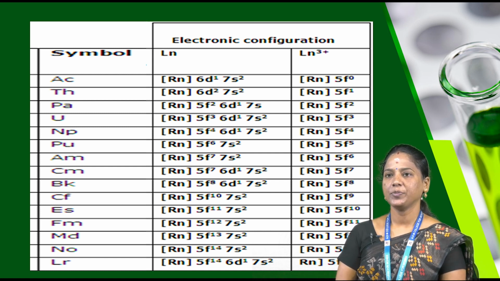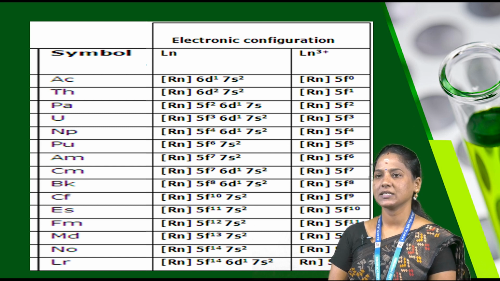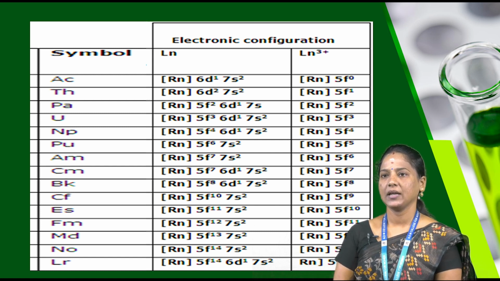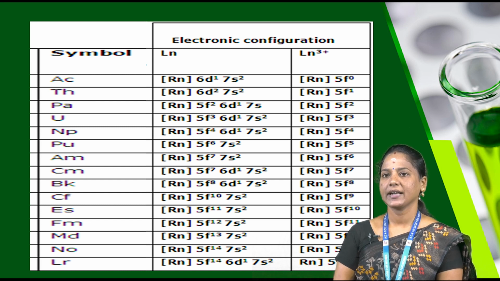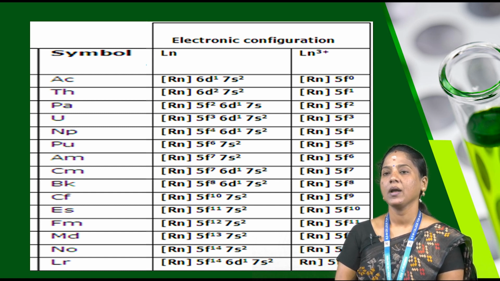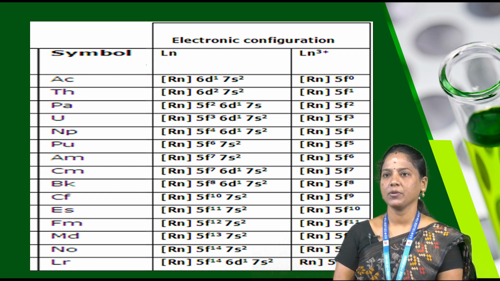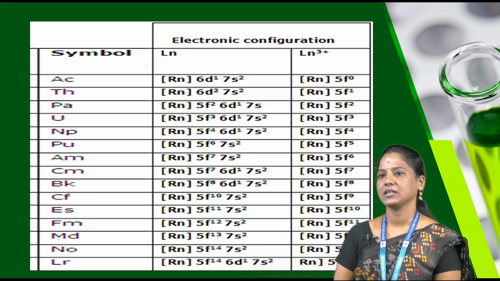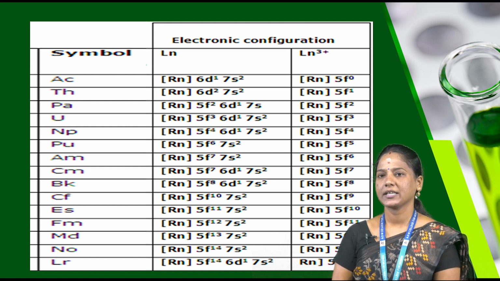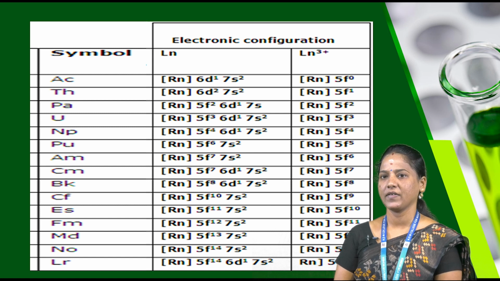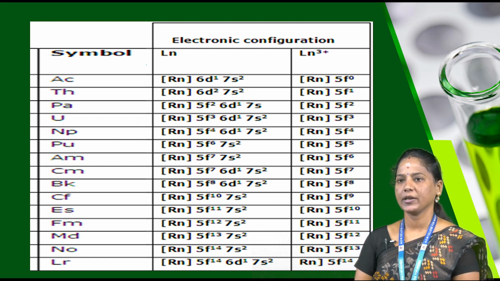Next one neptunium 5f4 6d1 7s2. Next one is plutonium 5f6 7s2. Next one is americium 5f7 7s2. And next one is curium, 5f7 6d1 7s2. Next one berkelium, 5f8 6d1 7s2. Next one californium 5f10 7s2.